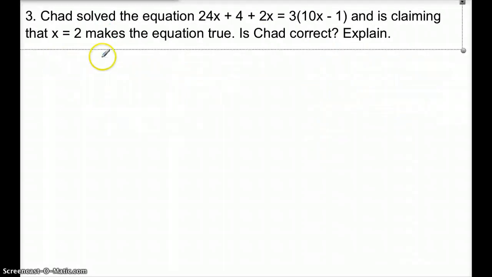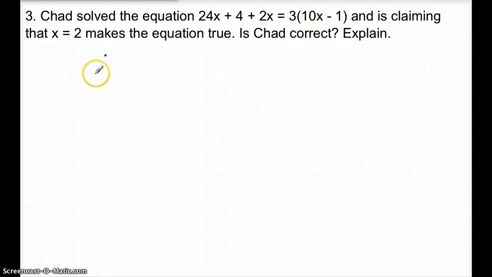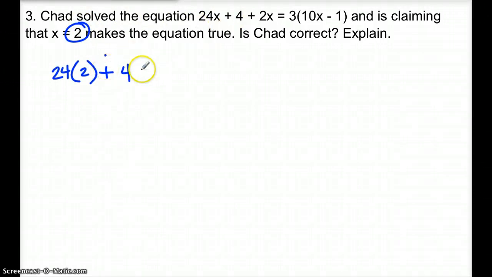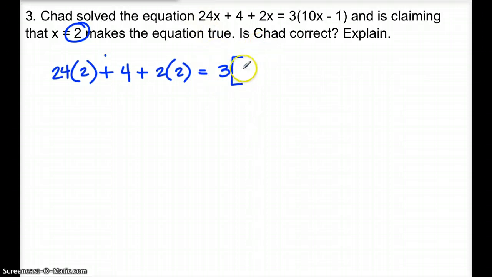Number 3 says, Chad solved the equation 24x plus 4 plus 2x equals 3 times the quantity of 10x minus 1, and is claiming that x equals 2 makes the equation true. Is he correct? So again, we'll just take that 2 and plug it right in. So 24 times 2 plus 4 plus 2 times 2 equals 3 times, and then inside there we'll have 10 times 2 minus 1. And then begin to solve.